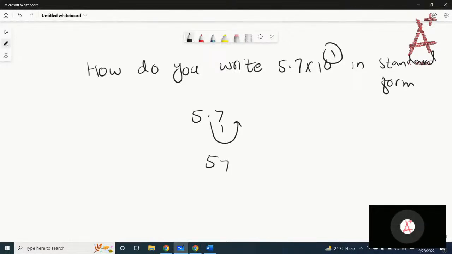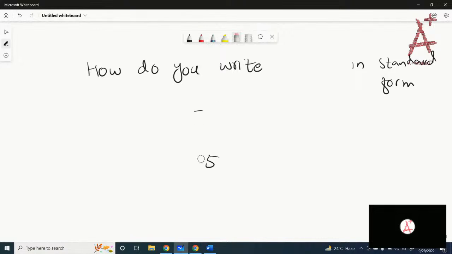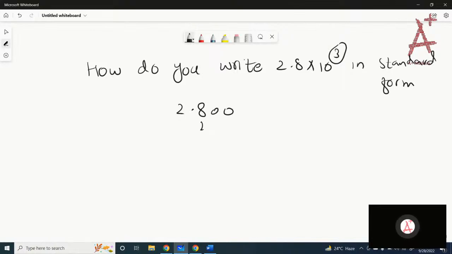The next one is, how do you write 2.8 times 10 exponent 3 in standard form? So the exponent of 10 is 3. That means you have to move the decimal point 3 places right. You already have one, just add 2 extra zeros and then move the decimal point from here to here. So it is then 2800. Got it? So select the correct option and click on the OK button so that we can go on to the next question.